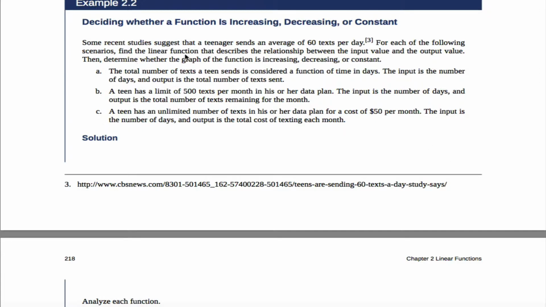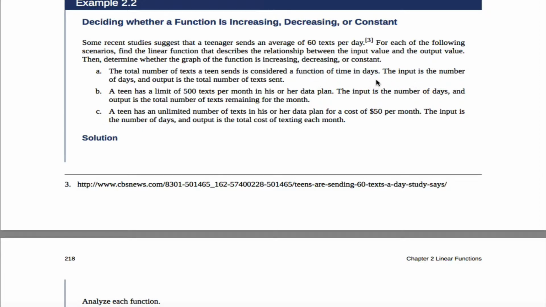So if you read through, it says that a teenager sends on average 60 texts per day. Okay, fine. The total number of texts a teen sends is considered a function of time in days. So your output is the total amount of texts you've sent, and your input is how many days it's been. When it's been 0 days, you've sent 0 texts, but after 1 day, you've sent on average 60 texts. And after another day, 2 days total, you've sent a total of 120 texts.